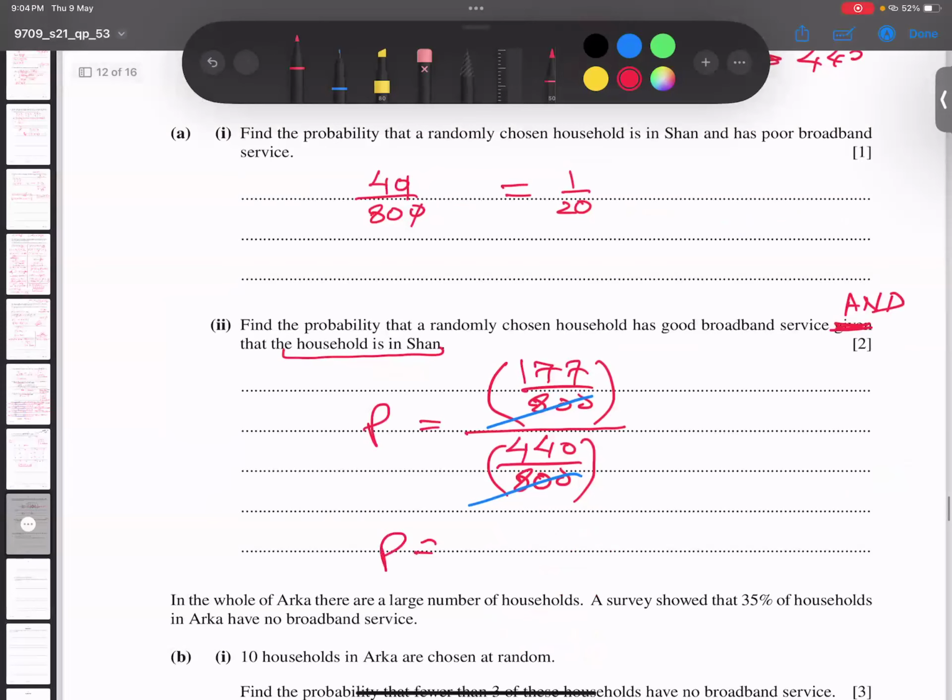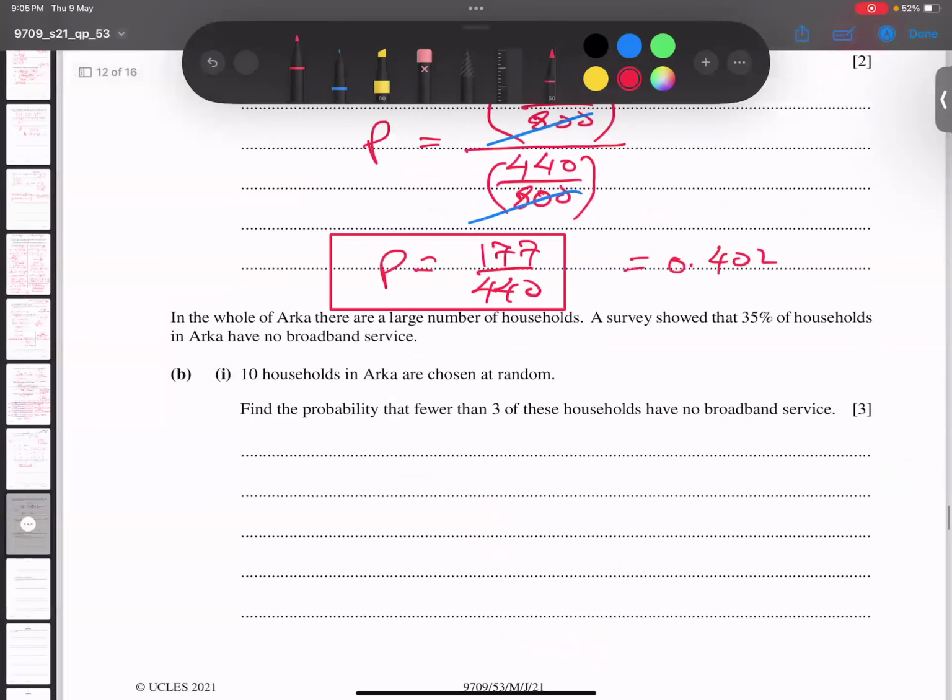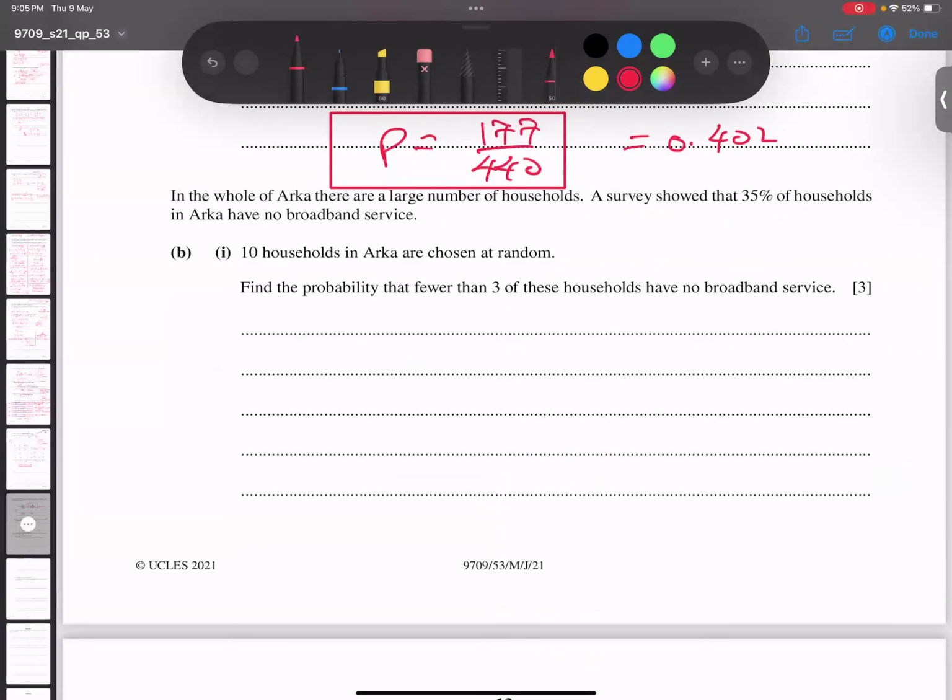In the whole of Arka, there are a large number of households. A survey showed that 35% of households in Arka have no broadband service. So the probability of no broadband. So 10 households are chosen. So n, the sample taken, is 10. Probability that fewer than 3. What does fewer than 3 mean? Fewer than 3 means less than 3. If I show the number line, I think you understand, less than 3 means 0, 1, 2. I think no need to make it. So these three numbers we need. But we have three options.